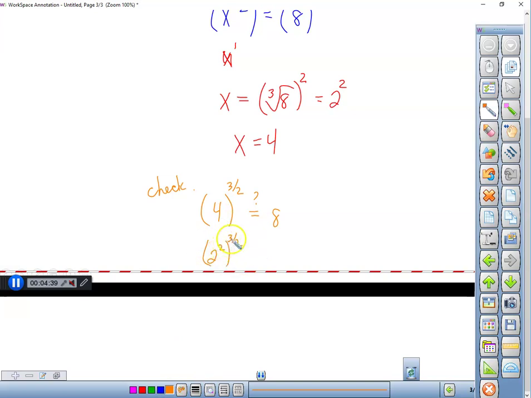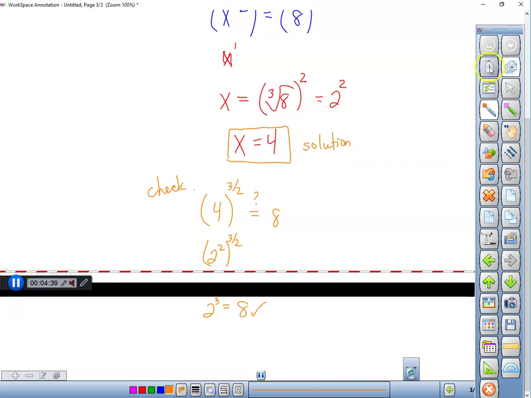And we'd multiply the 2 and the 3/2, which would give us 3. Either you can look at it as 6 divided by 2, or you reduce your 2's to 1, and 1 times 3 is 3. But basically what you have is 2 cubed, and 2 cubed is indeed equal to 8. So that makes 4 our valid solution, like so.